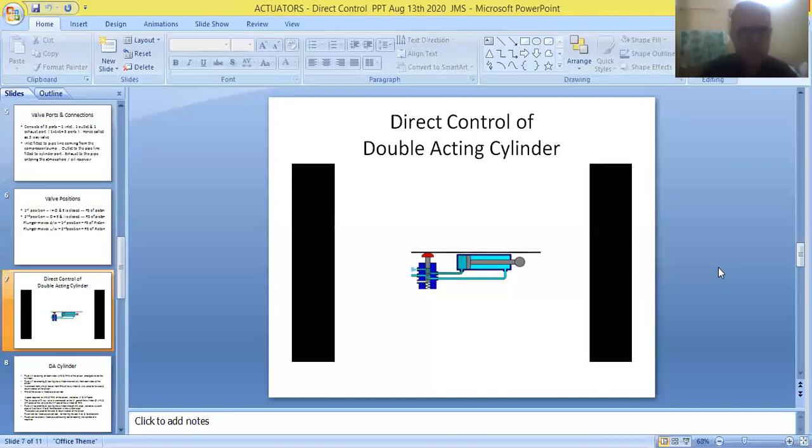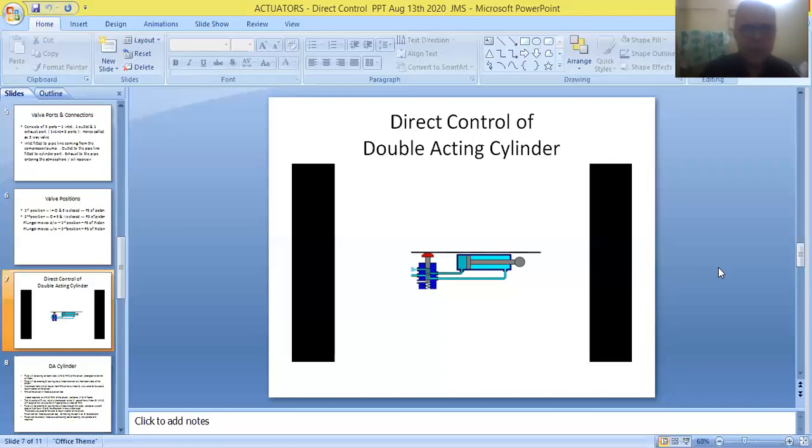Here also, the first port of the cylinder is fitted to the DC valve, and the second port of the cylinder is also fitted to the DC valve. So friends, these are the arrangements to be made for operating a double acting cylinder.